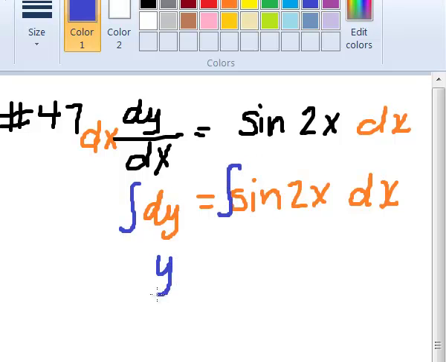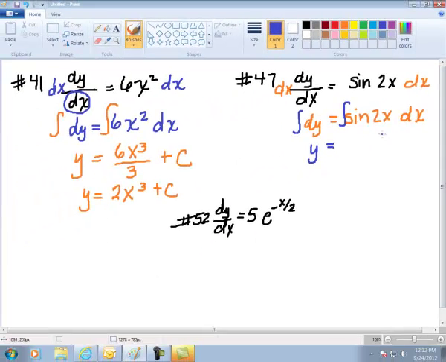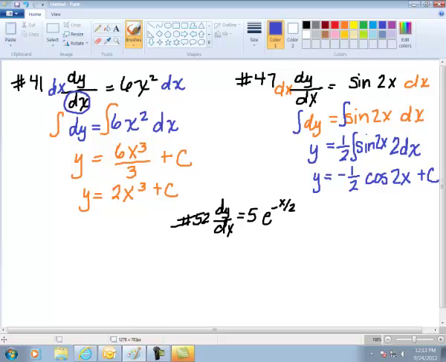The integral of dy, again, is just y. And over here, I get the integral of sine 2x, which I need the derivative of this part. So the derivative of 2x is 2, so when I have the 2 dx, I need to have the 1/2 out here. And now with that in place, the integral of sine 2x is just going to be minus cosine 2x. So this is going to be minus 1/2 cosine 2x, but again, I have to add my constant.